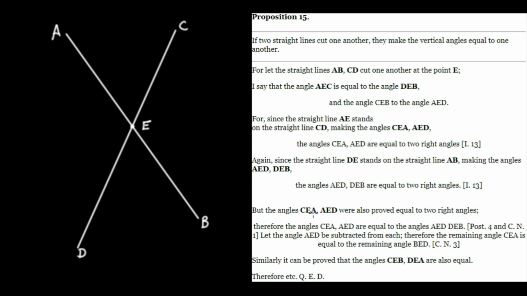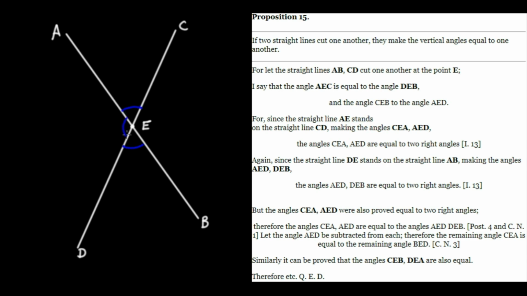But the angles CEA and AED were also proved equal to two right angles. CEA and AED are equal to the two angles AED and DEB. And the next phase is let the angle AED, that's this one over here, be subtracted from each of those pairs. And from that we infer that the remaining angle, CEA, is equal to the remaining angle, BED.